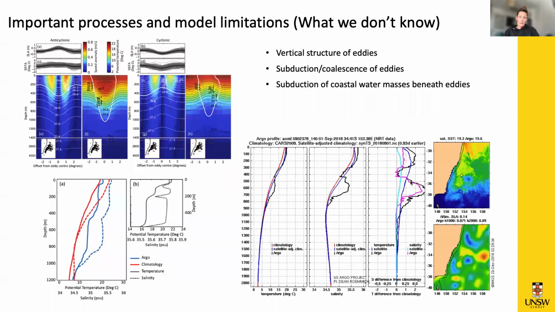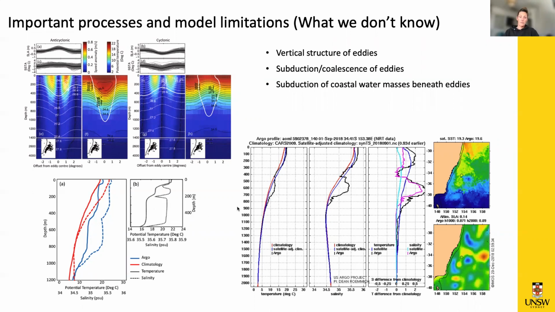We understand a little bit about the vertical structure of eddies. This figure here shows the vertical structure of around 200 anticyclonic eddies on the left and cyclonic eddies on the right from a free-running simulation. But what we don't understand so well is our ability to predict this vertical structure of eddies when we include data assimilation in our models.